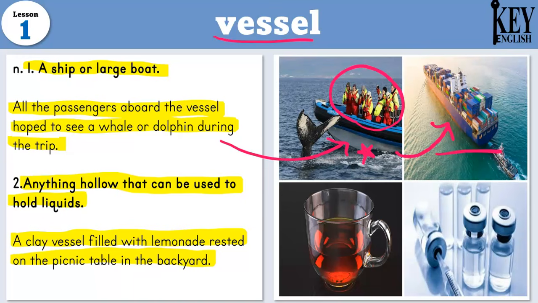So this definition of vessel just means anything that can hold liquids. It can be a cup, a bowl, a bottle, a jar, a vase, a pot. The only thing that it needs to do is be hollow and hold liquids. However, we don't use this word often to describe these cups or bowls. It is more commonly used to talk about the ships or the large boats. But it can also be used in this way.